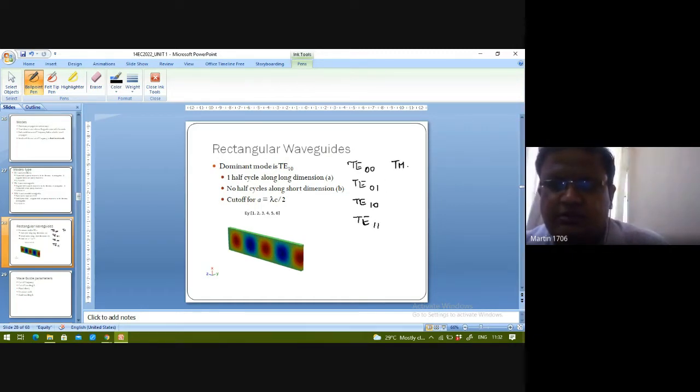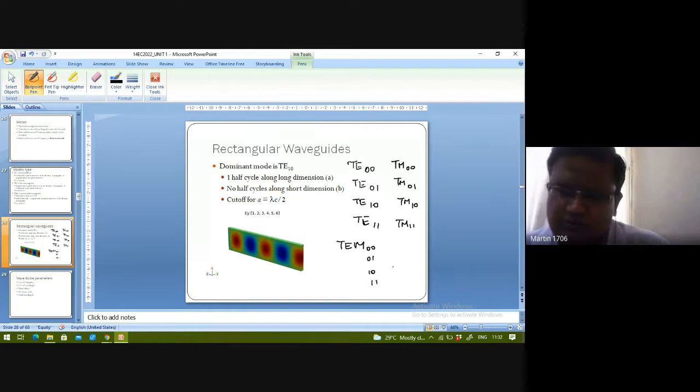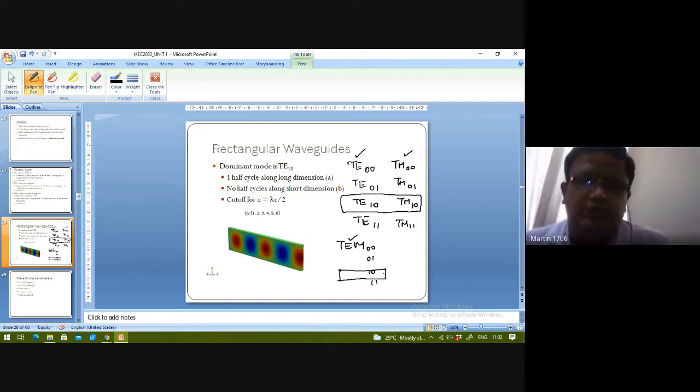Similarly, for TM also: TM00, TM01, TM10, TM11. Similarly for TEM also: 00, 01, 10, 11. So among all the modes, that is TE, TM and TEM, TE10 mode is the dominant. You may ask the question, why is TE10 mode the dominant?